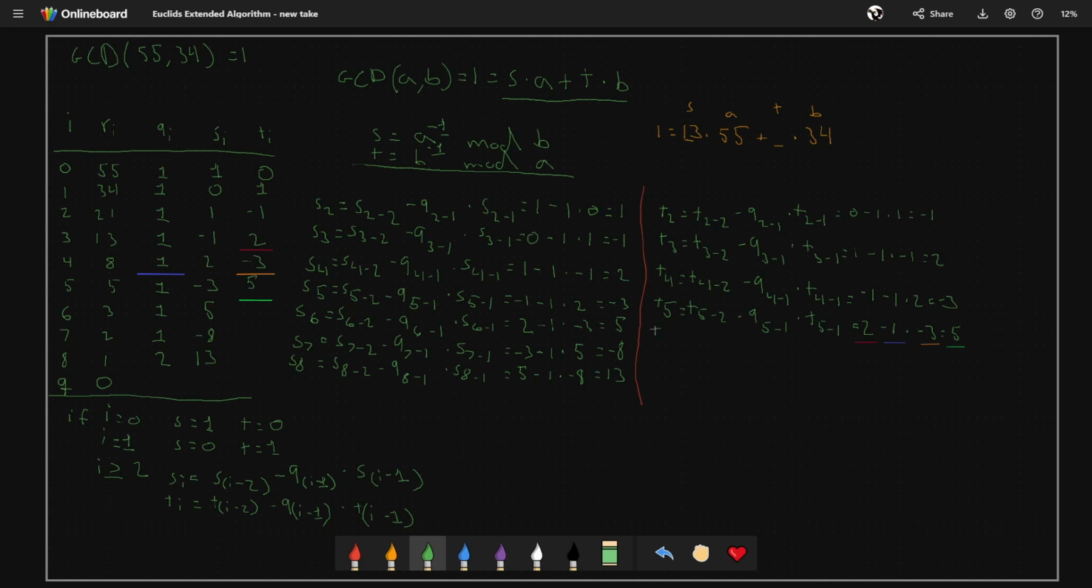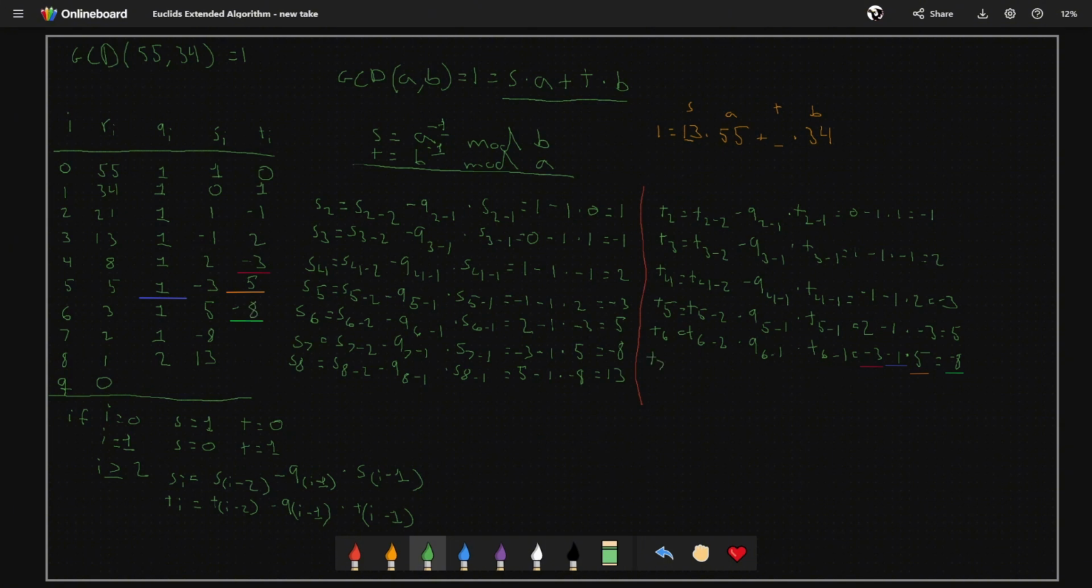We'll go to t6. t6 is t6 minus 2 minus q6 minus 1 multiplied by t6 minus 1. t6 minus 2 is t4. We calculated t4 to be negative 3. q6 minus 1 is q5, so that's still 1. Put that here. And then multiplied by t6 minus 1. That's t5. We just calculated t5 to be 5. So here we again have 1 multiplied by 5, that's 5. Negative 3 minus 5 is equal to negative 8. You may notice a pattern here.